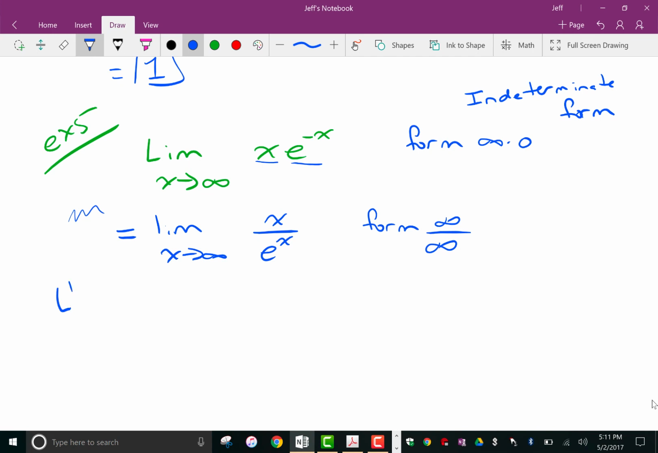So now I'm going to use L'Hopital's rule. That will get me the limit as x approaches infinity. The derivative of x is 1. The derivative of e to the x is e to the x. And now the form of the limit is 1 divided by infinity, and that is going to end up being 0. I think earlier I said that this one wasn't going to be 0, and sure enough, it did turn out to be 0. So sometimes these limits turn out to be 0, infinity times 0, but not always.